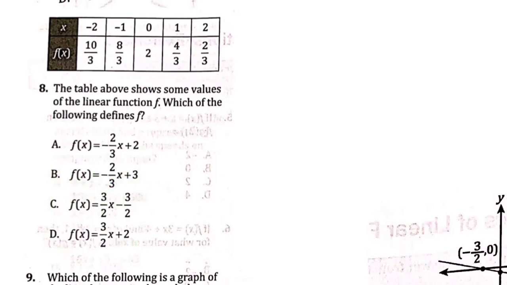Now, we could go into the calculations, but we could just see that 10 over 3 is getting smaller. 8 over 3, 2, 4 over 3, 2 over 3. So this is a downward sloping line. If it's downward, that means the front of it is going to be negative, not positive. So here, my final answer would be A.